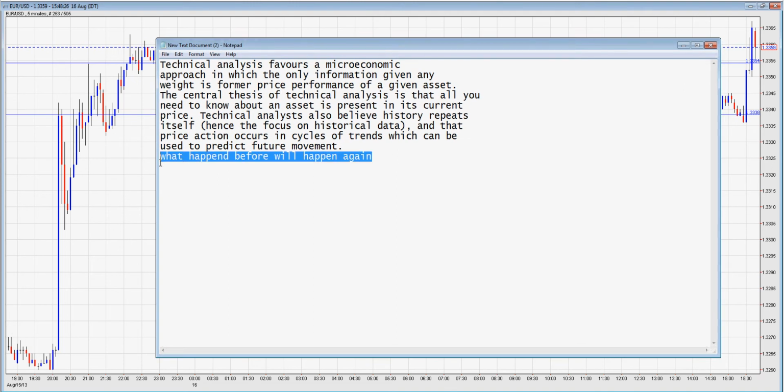Technical analysis favors a microeconomic approach in which the only information given any weight is former price performance of a given asset. The central thesis of technical analysis is that all you need to know about an asset is present in its current price. Technical analysts also believe history repeats itself, hence the focus on historical data, and that price action occurs in cycles of trends which can be used to predict future movements. What this means basically is that what happened on a specific asset will happen again.